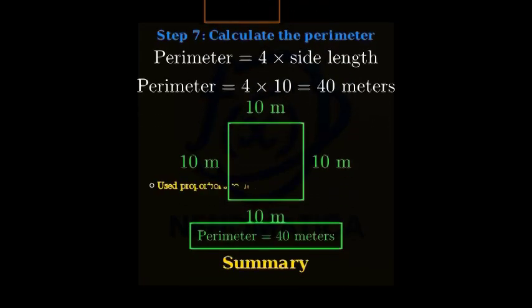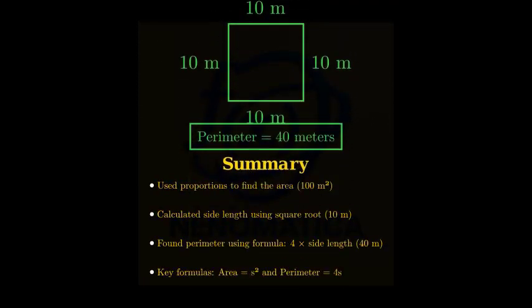Let's summarize what we've learned in solving this problem. First, we established the relationship between the area and the amount of seeds used. Then, we converted units to ensure consistency in our calculations. We set up a proportion to find the area of the land, which was 100 square meters. Since the land is square, we determined that the side length is 10 meters. Finally, we calculated the perimeter as 40 meters by multiplying the side length by 4.